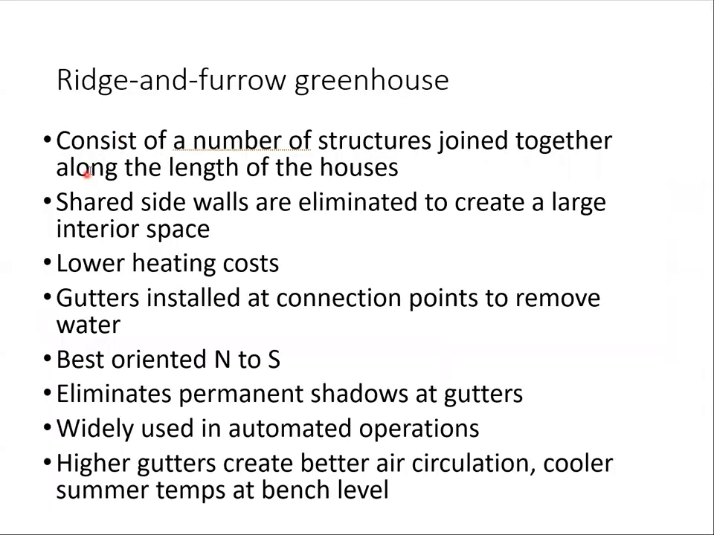So jumping back here, it consists of a number of structures joined together along the length of the houses. Shared sidewalls are eliminated to create a large interior space. There's lower heating costs. Gutters are installed to remove the water. They're oriented north to south, which eliminates permanent shadows at gutters if they were oriented otherwise. Widely used in automated operations. Higher gutters create better air circulation and cooler summer temps at bench level.